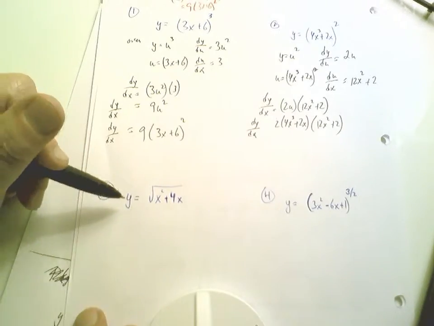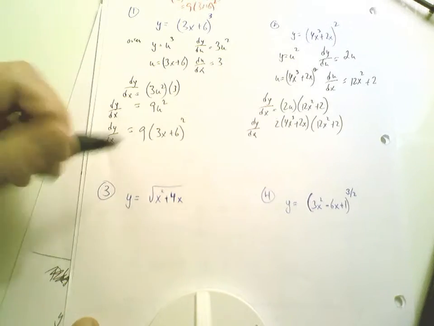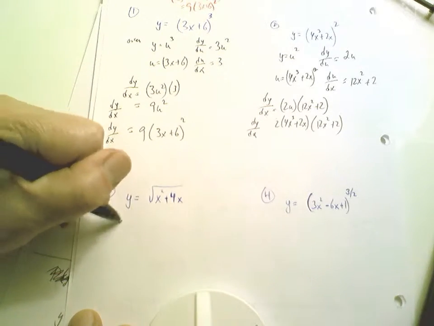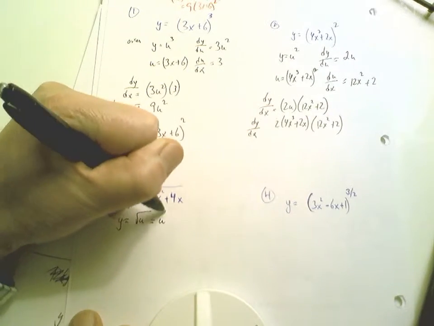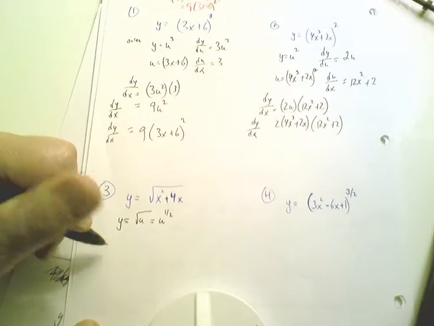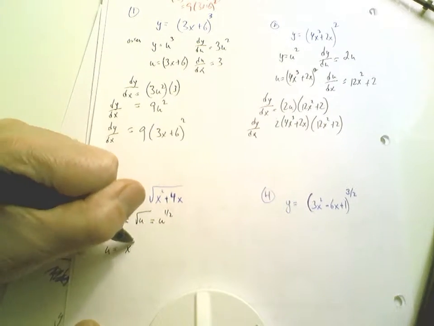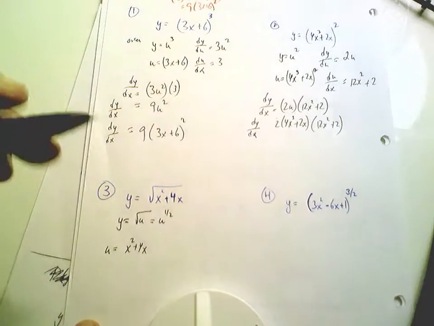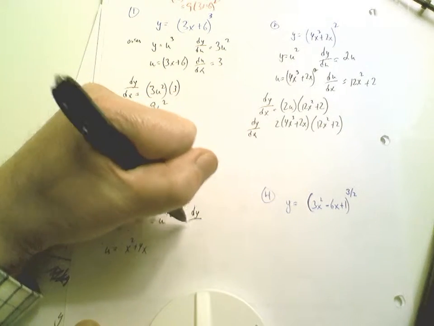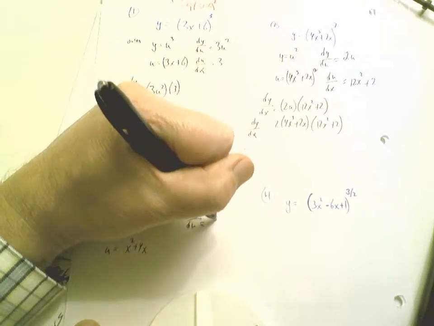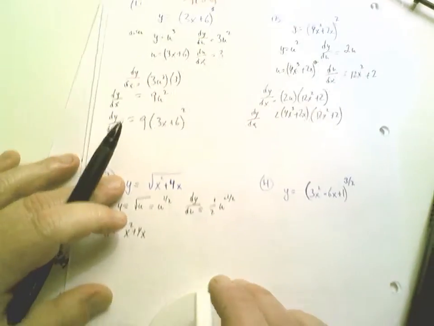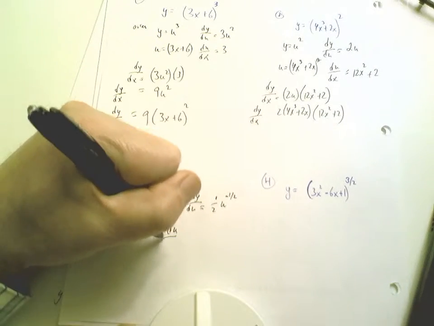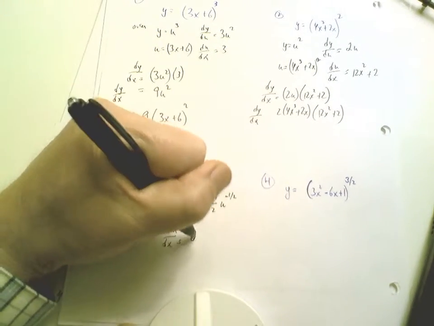Y equals the square root of x squared plus 4x. Well, in this case, let's just do something. Y is equal to the square root of u, or u to the 1/2 power. U is equal to x squared plus 4x. dy du equals 1/2 u to the negative 1/2. Clean that up in just a little bit. Du dx equals 2x plus 4. So let's do a little bit of work.